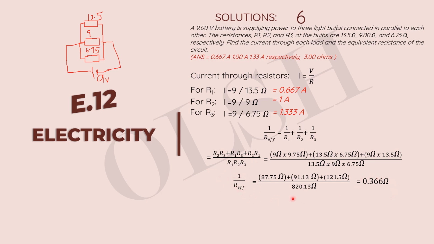Don't make the mistake to think this is your effective resistance. No, we still have to find the inverse of this to get our effective resistance. So R effective is equal to 1 over 0.366, which then gives us 2.73 ohms. But whenever we have 3 resistors in parallel, we can go straight to use this formula, which is the inverse of this. We can just go straight to put in the values and we're going to get our answer.